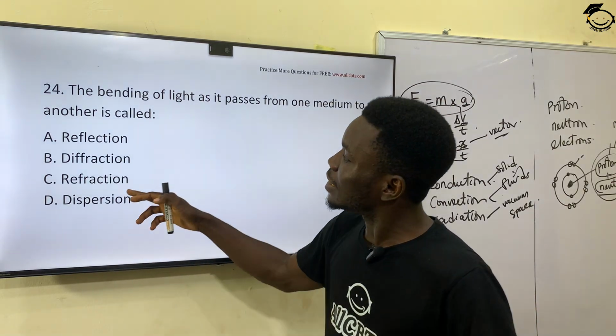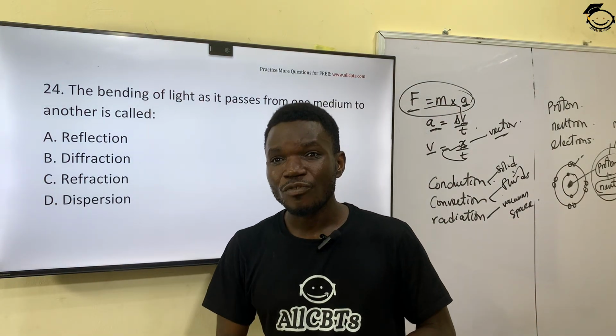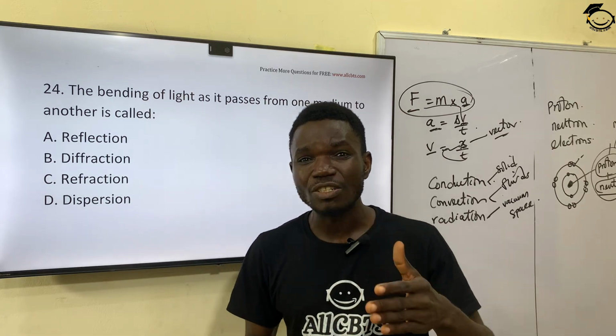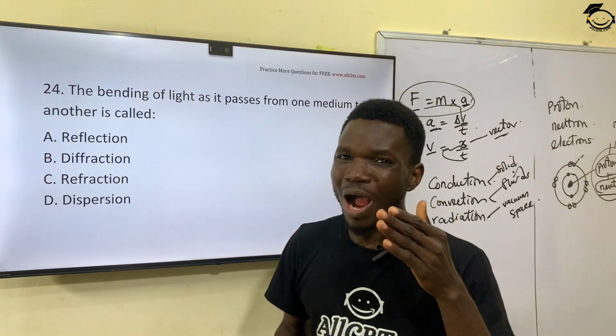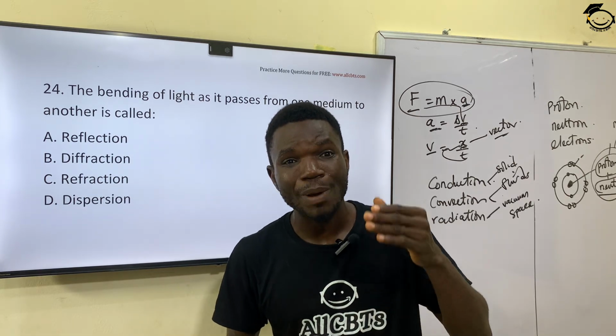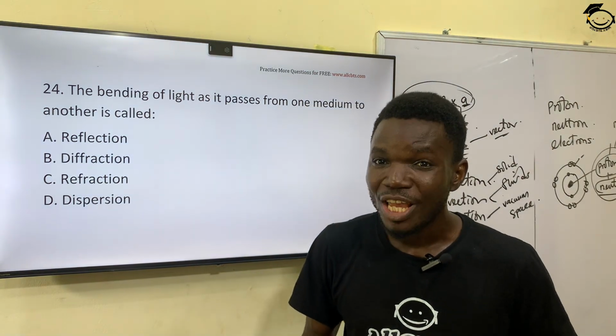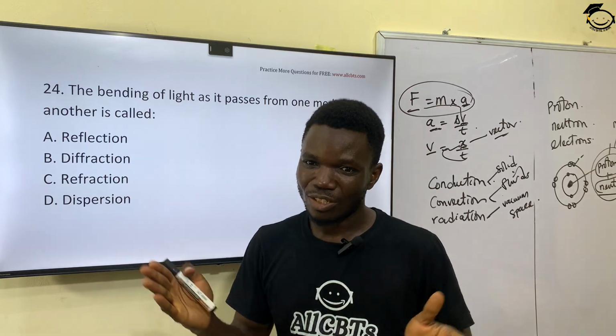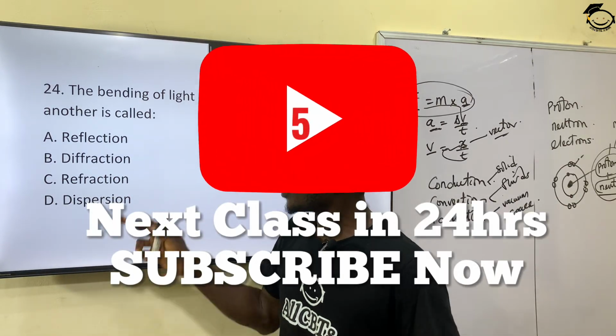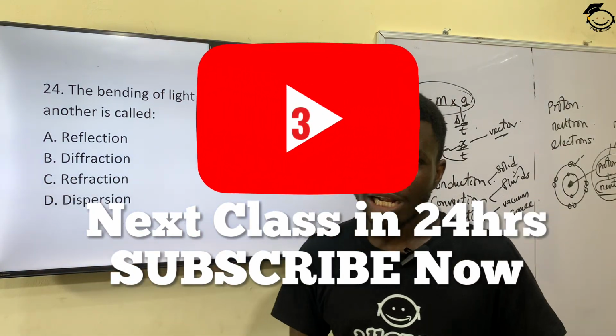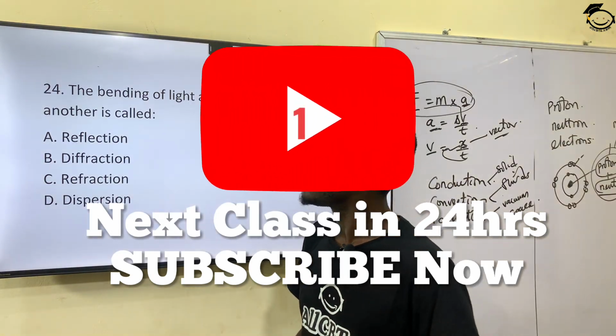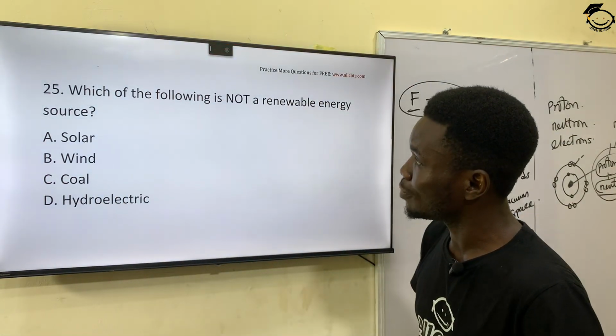So the last option here is refraction. Refraction is the bending of light when it passes from one medium to another. So when light passes from air to glass, for example, it refracts. So it bends. So the correct answer to that question is refraction, which is option C. So that takes us to question number 25.